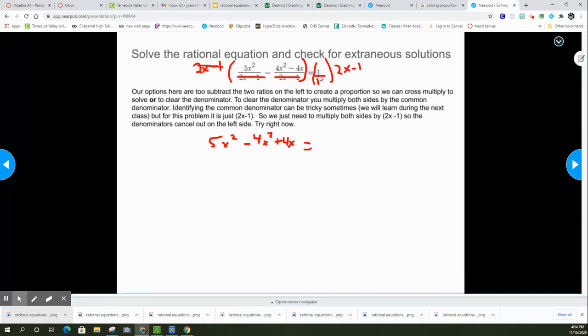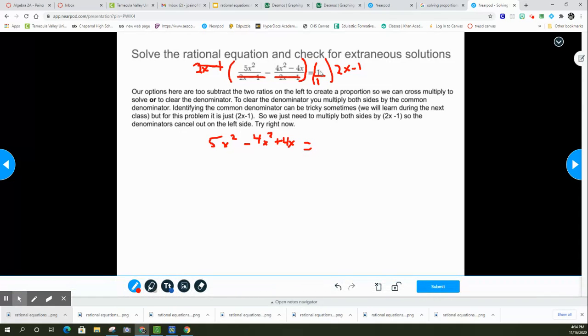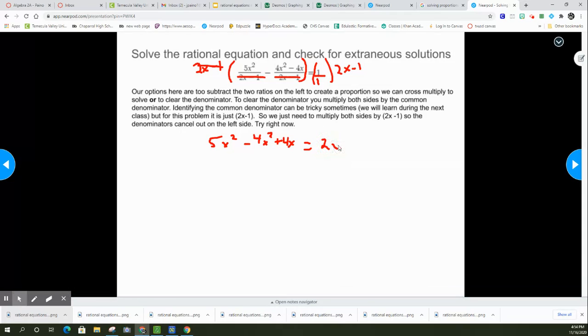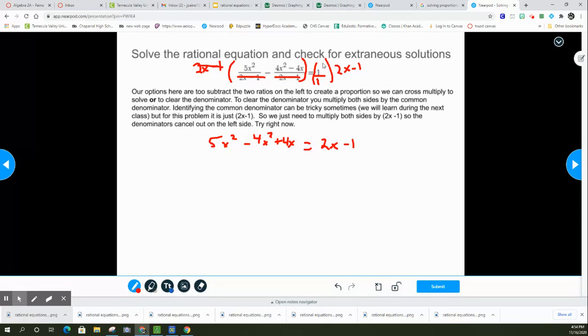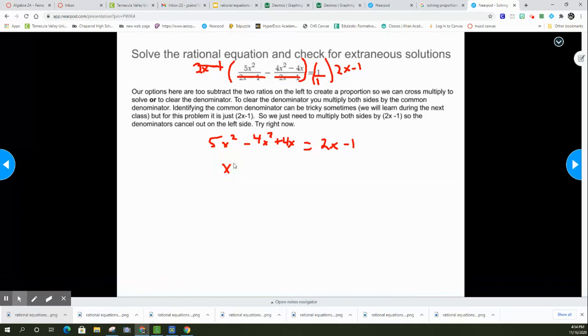Over here I actually have to multiply these together. Well, it's easy because it's just 1. 1 times 2x minus 1 is 2x minus 1. But you're probably going to have to distribute or sometimes even FOIL, depending on what's over on this side. So now it's just a quadratic. So I get set equal to 0. So I'm going to combine like terms. 5x squared minus 4x squared is just x squared, plus 4x equals 2x minus 1.